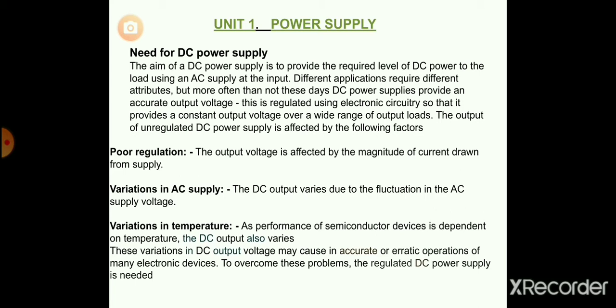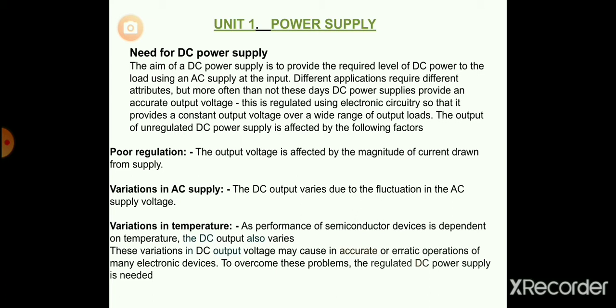Poor regulation: the output voltage is affected by the magnitude of current drawn from the supply. That is called poor regulation. Variations in AC supply: the output DC voltage varies if the input voltage changes, that is, fluctuations will be there. At that time, what are we using? Stabilization will be required. Stability will be required to fix the DC voltage.